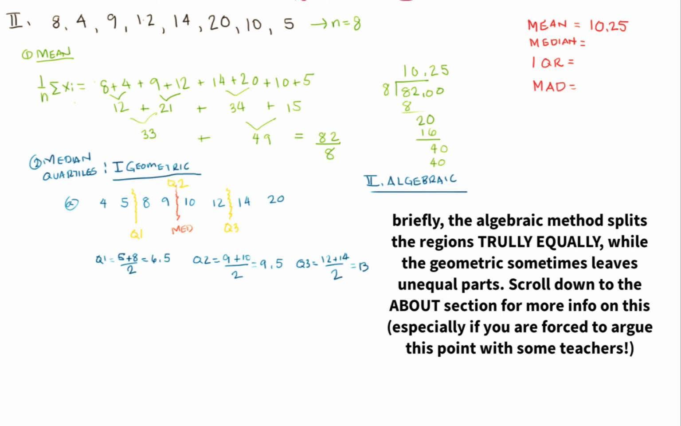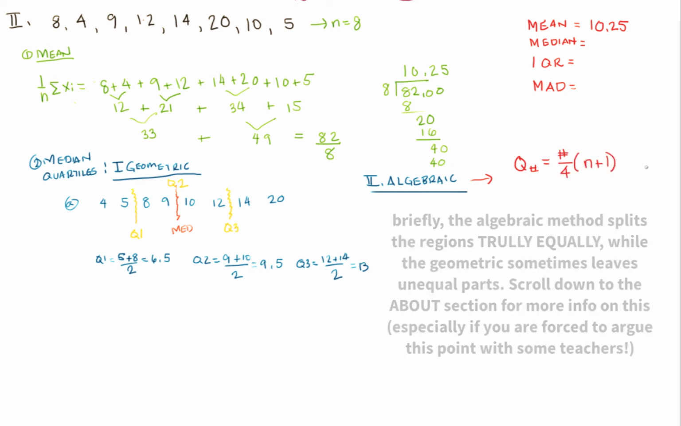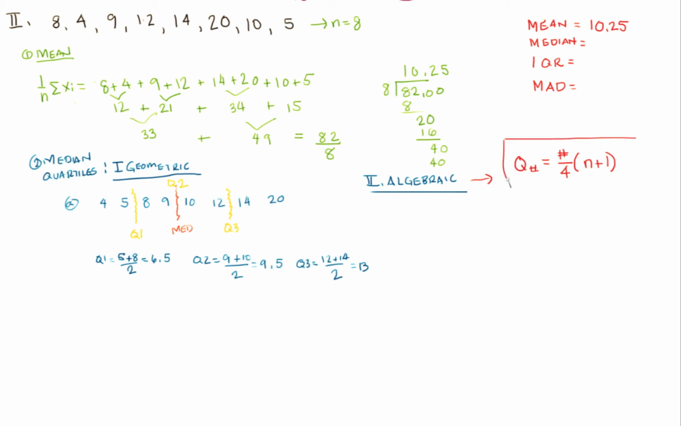So first off, let me give you the formula. Write down this formula. The quartile number over 4 times n plus 1. I know every time you see a new formula, it looks scary because you've never seen it. But you've got to do it a few times and it starts to sink in.